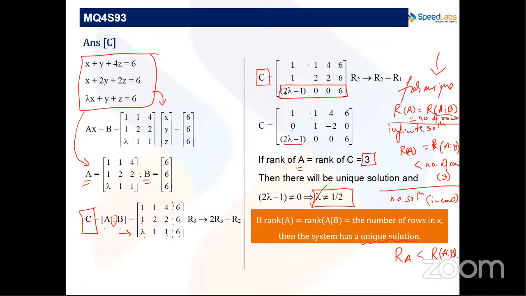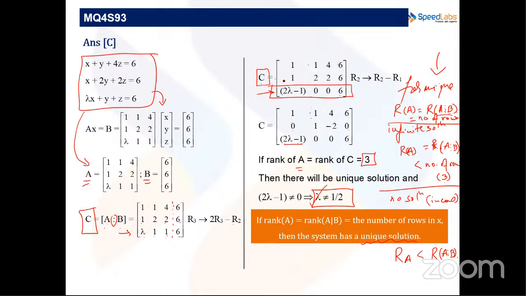Now no other operations can bring more zeros in the third row. If you try to make this 6 and 6 zero, then these two will become non-zero. This will obviously be a quantity which we don't know, 0 or non-zero, depending upon the value of lambda. So there is no other operation we can put in row 3. So row 3 is done here.